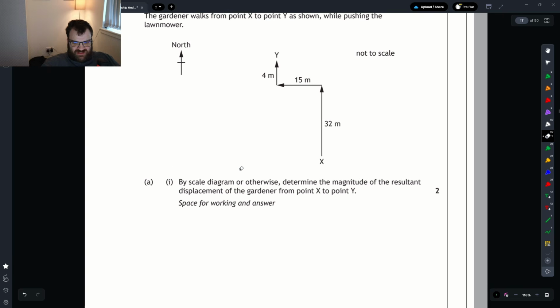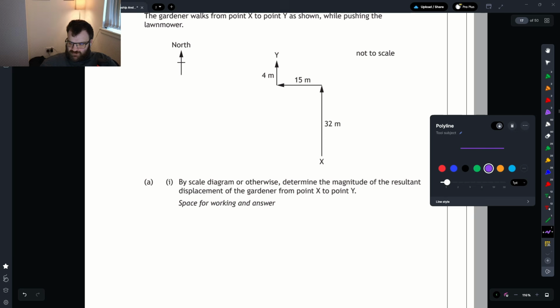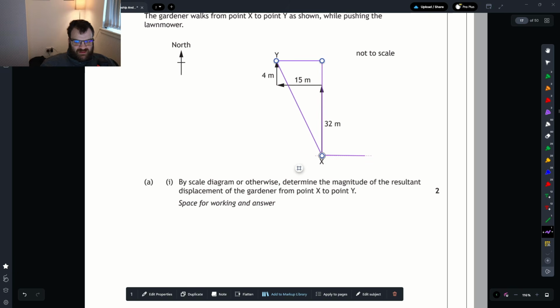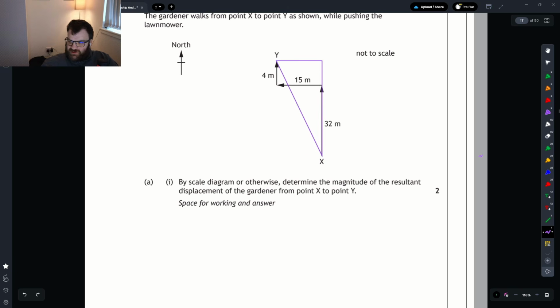Moving on, we are asked to work out the magnitude of the resultant displacement of the gardener from point X to point Y. Okay, so I'm looking to make a triangle. That most important one is the line from X to Y is needed. Now, I could go along to here and straight down, and that makes a lovely little right angle triangle. Let's start putting in our numbers. Well, up and down the way, it's 32 to here. Another 4 gives you 36 meters, and then across the way is just matching up that 15 meters there.